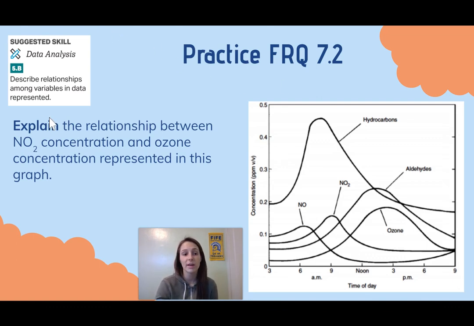Now, pay attention to the fact that it says explain, not just describe. So you're going to talk about this relationship, and you're also going to give a little bit of background as to why this relationship exists. So that'll be your practice FRQ for 7.2, and those are your notes on 7.2 about photochemical smog.